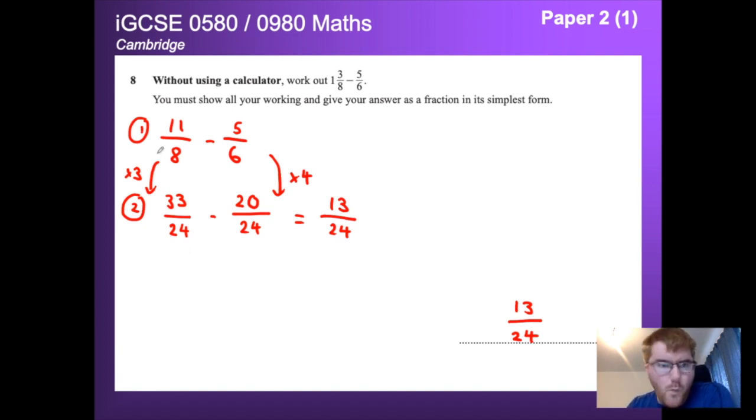Just to recap, we change this to an improper fraction, 1 3/8 to 11/8. We find the lowest common multiple or lowest common denominator, which is 24, and then we change the numerators accordingly and then get our answer. Very nice. This also always comes up, by the way, on the 0580 paper. It's literally my number one topic when it comes to my predictions.